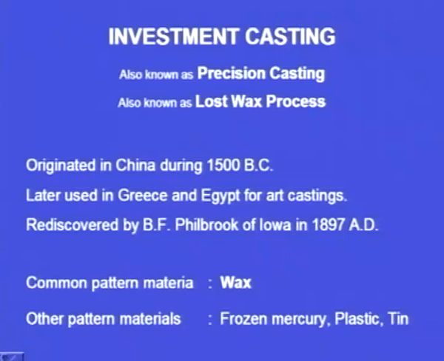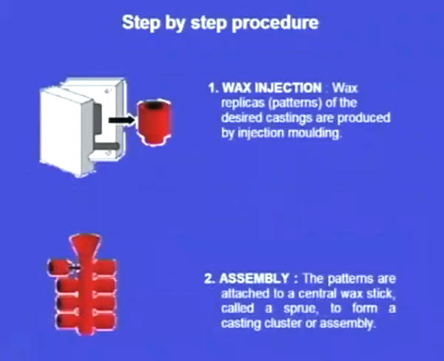Let us see how to make an investment casting, the step by step procedure. This is the component which we want to manufacture. First we have to make the wax pattern. Here is the metallic mold inside which there is a cavity, and the cavity inside this metallic mold is similar to this component, and we inject wax into this metallic mold. After the wax is solidified, we take this piece outside.